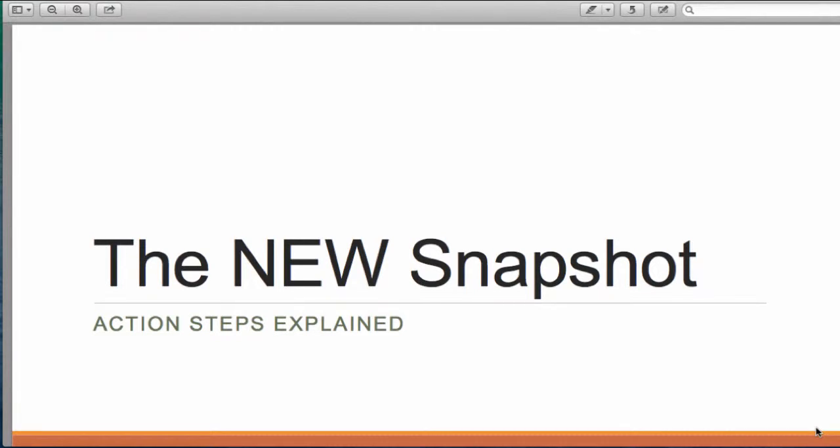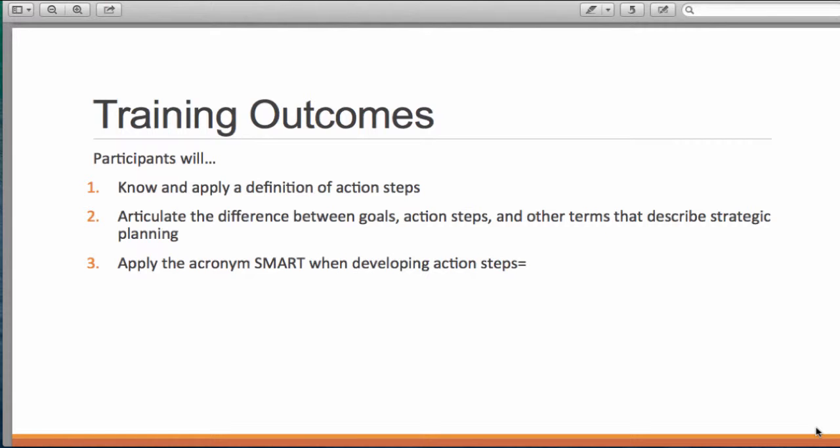This particular presentation will focus on action steps. This is the new term that we're using instead of the word goals in the program review to describe the actions, improvements, innovations that your program would like to undertake in the coming year or 2 years.